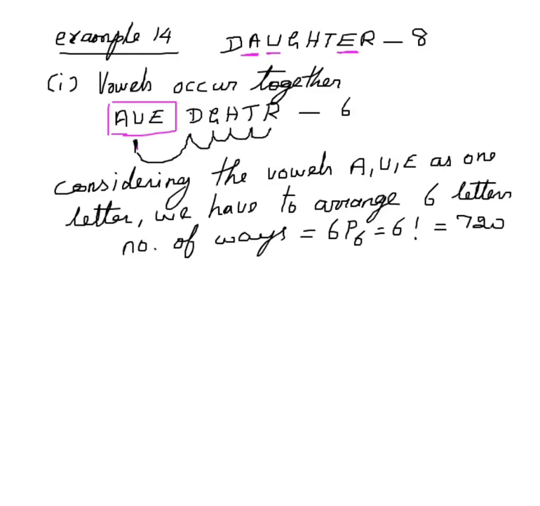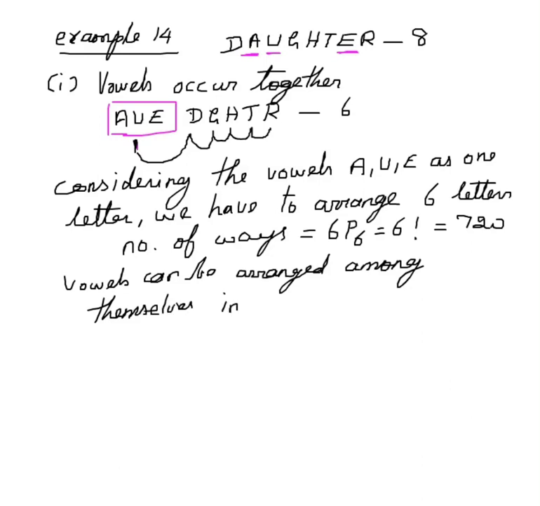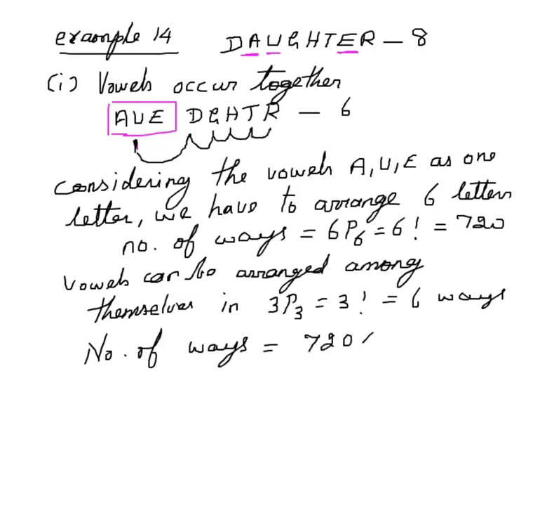Then the 3 vowels should occur together, but they can be arranged among themselves, like A, U, E and A, E, U, etc. So let us count how many arrangements are there. Vowels will be together, but we can arrange the vowels among themselves in 3P3, which is 3 factorial ways. 3 factorial is 6 ways. Therefore, the total number of ways is equal to 720 times 6. The answer is 4320.